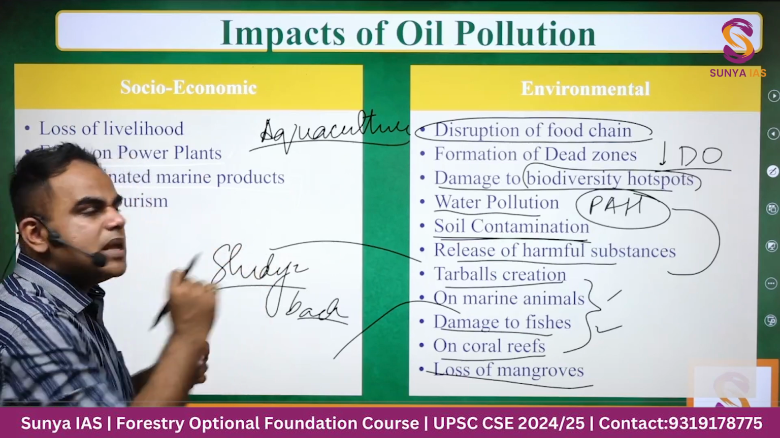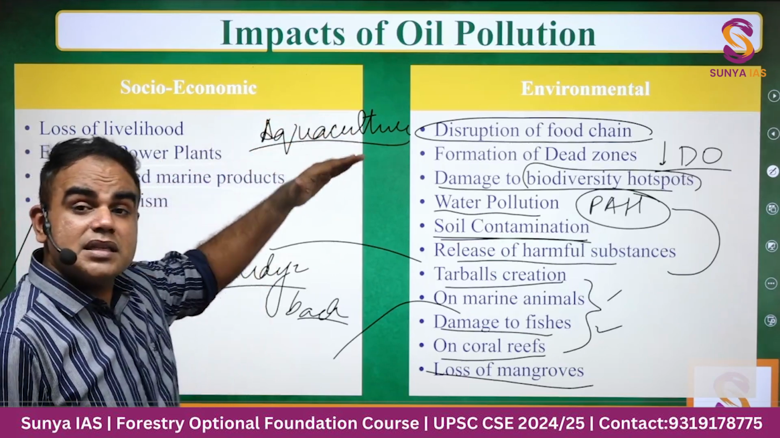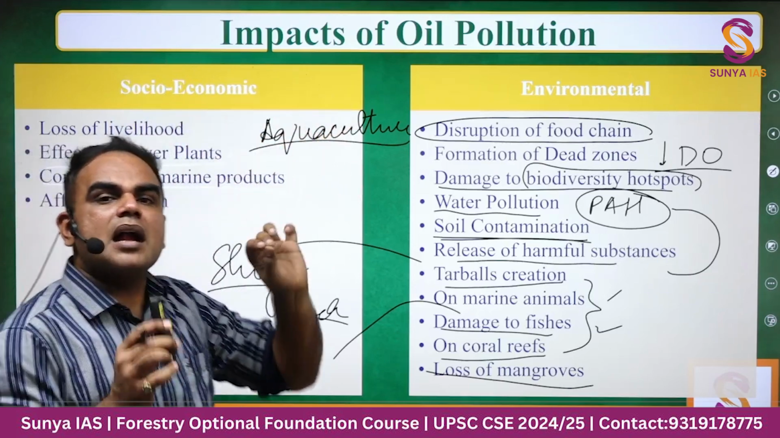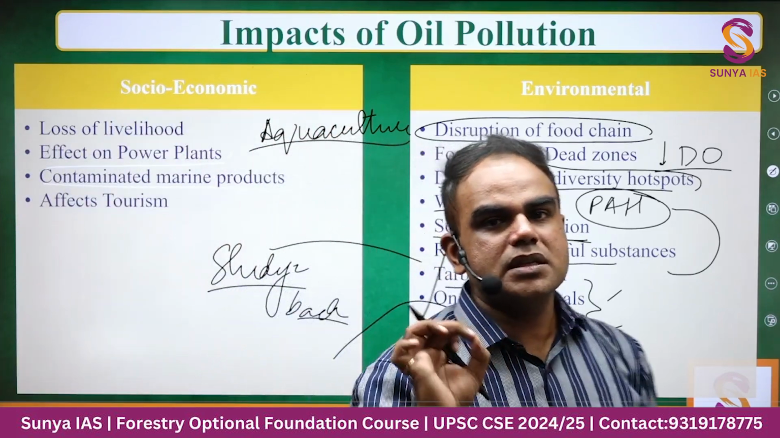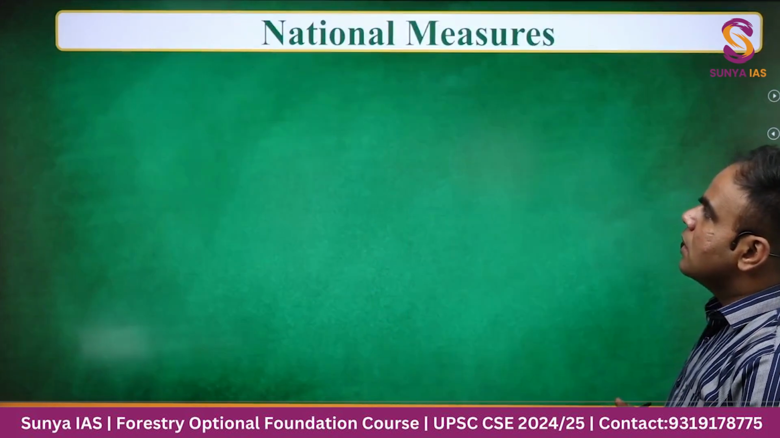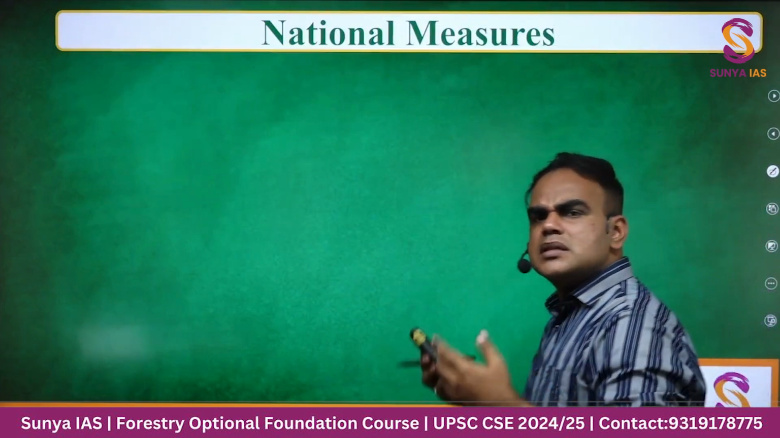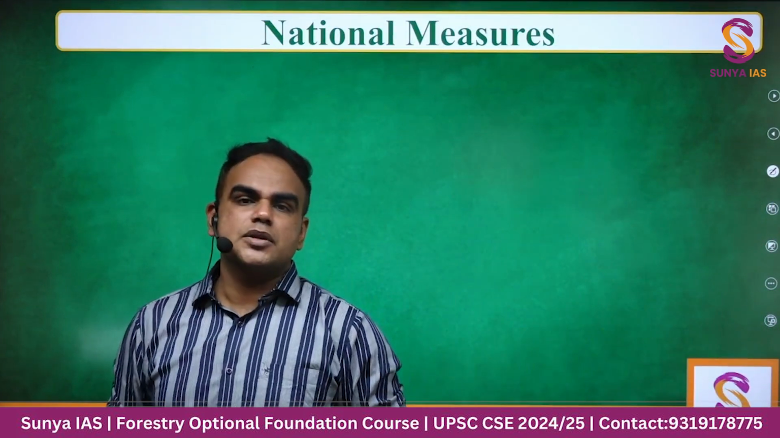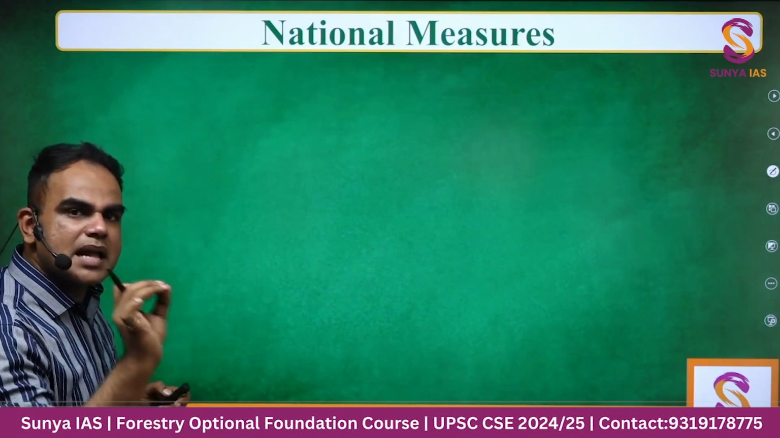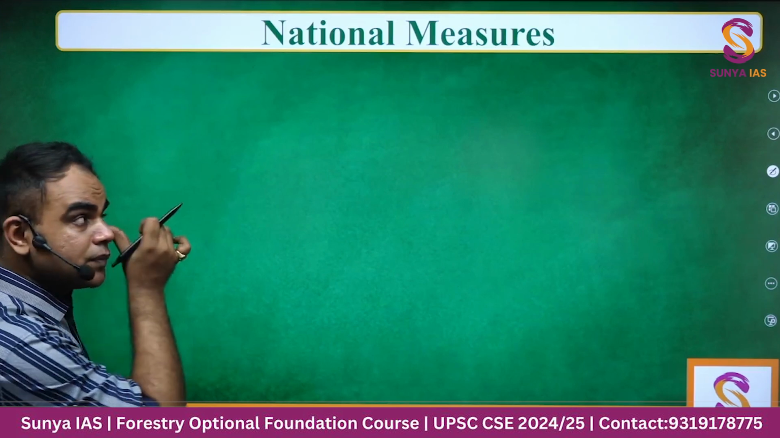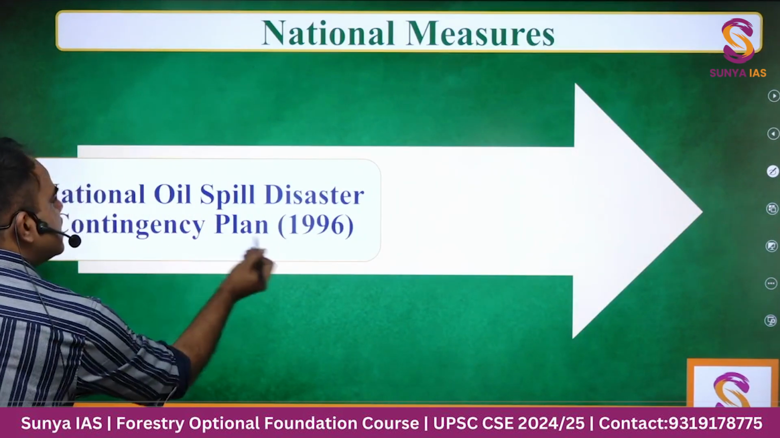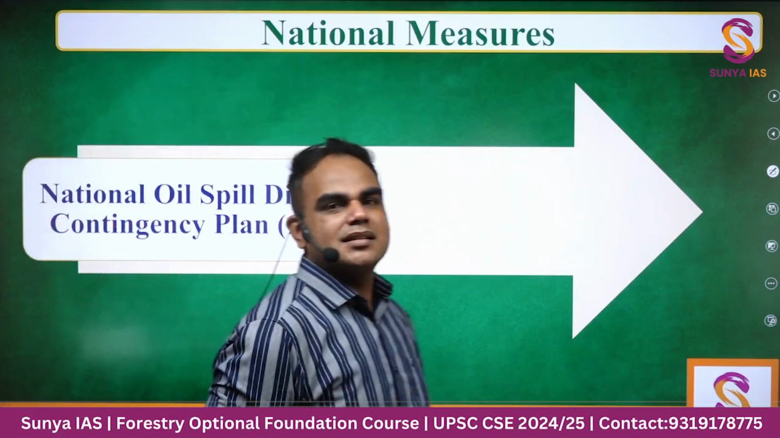जितने भी examples हमने देखे, in many of them we see a lot of problems at the socio-economic level and at the environmental level. Okay, so this is something again we have to keep in mind. Now because these problems are existing, you might be wondering हम करते क्या हैं. Okay, so yes, we have certain plans and mechanisms in place. And the first being the National Oil Spill Contingency Plan of 1996.